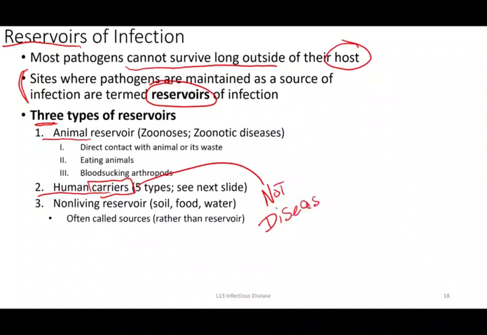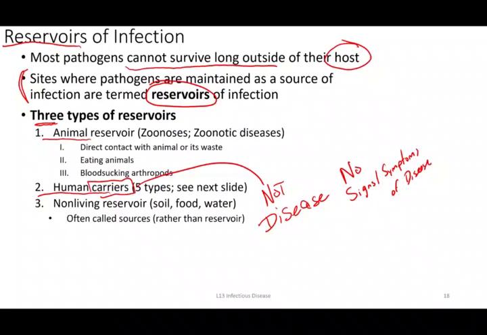So when we use the term carrier, they are not showing signs and symptoms of disease. So I should probably say that better. So no signs, symptoms of disease. And we can categorize carriers in 5, well, probably more than 5, but we're going to talk about 5 on the next slide. So we'll do that momentarily.